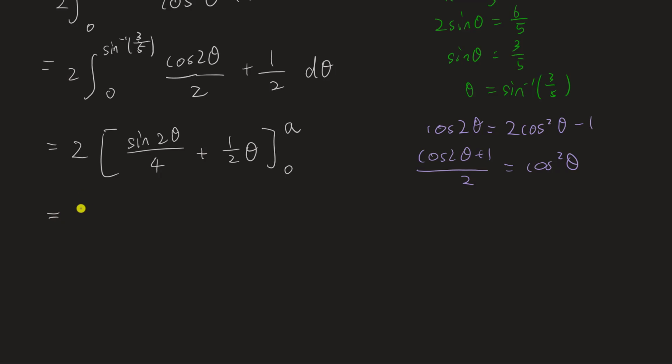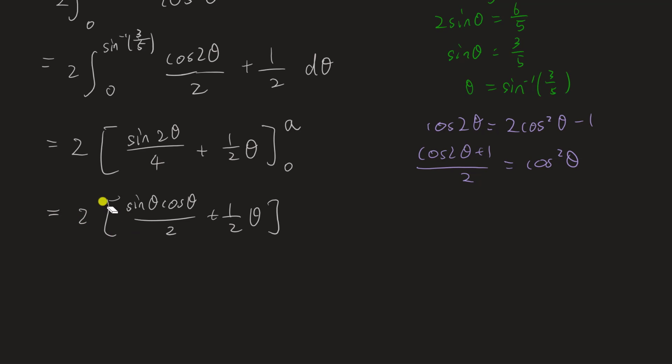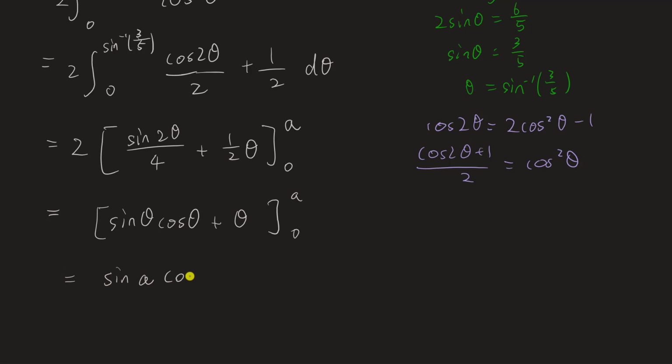Simplifying this some more would give us 2 sine 2 theta gives you 2 sine theta cos theta. Cancels off with the 4 to give you sine theta cos theta over 2. Everything remains the same. Multiplying by 2, I will get simply just sine theta cos theta plus theta from 0 to A. Now simply sub in, I will get sine A cos A plus A, minus away sine 0 is 0, so this thing is gone, so I actually don't have to write anything else.